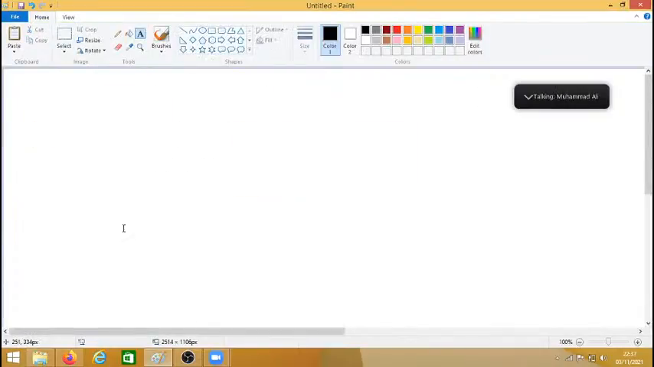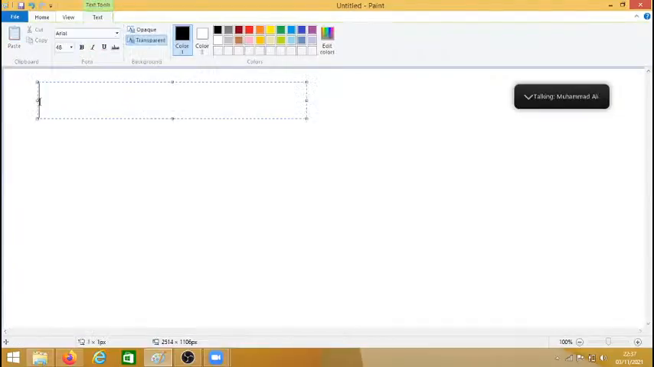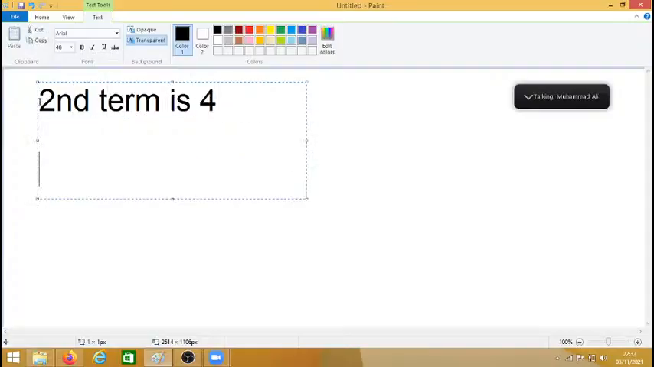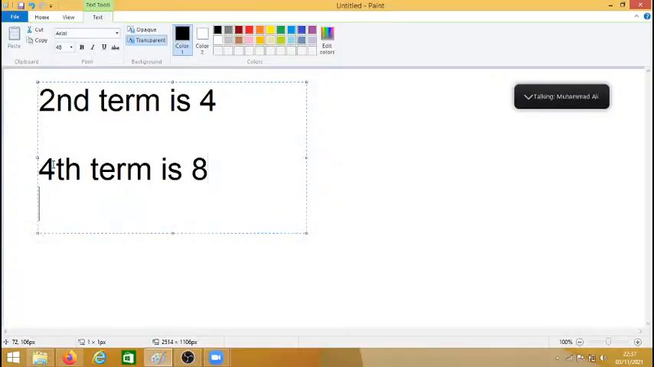So let's begin. Bismillahirrahmanirrahim, in the name of God, the most gracious, the most merciful. So we're looking at a geometric sequence, and the information we're told is that the second term is equal to 4, and the fourth term is equal to 8. And the question is, can you work out the 11th term?